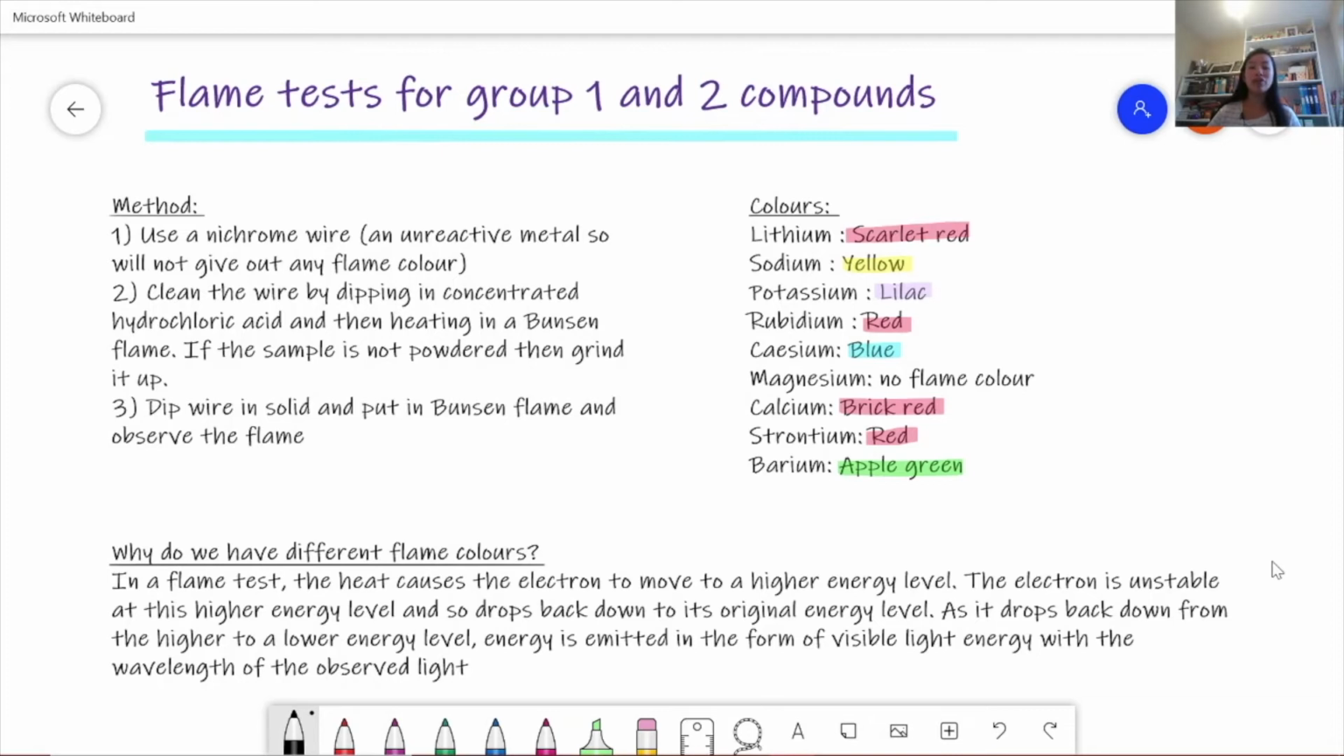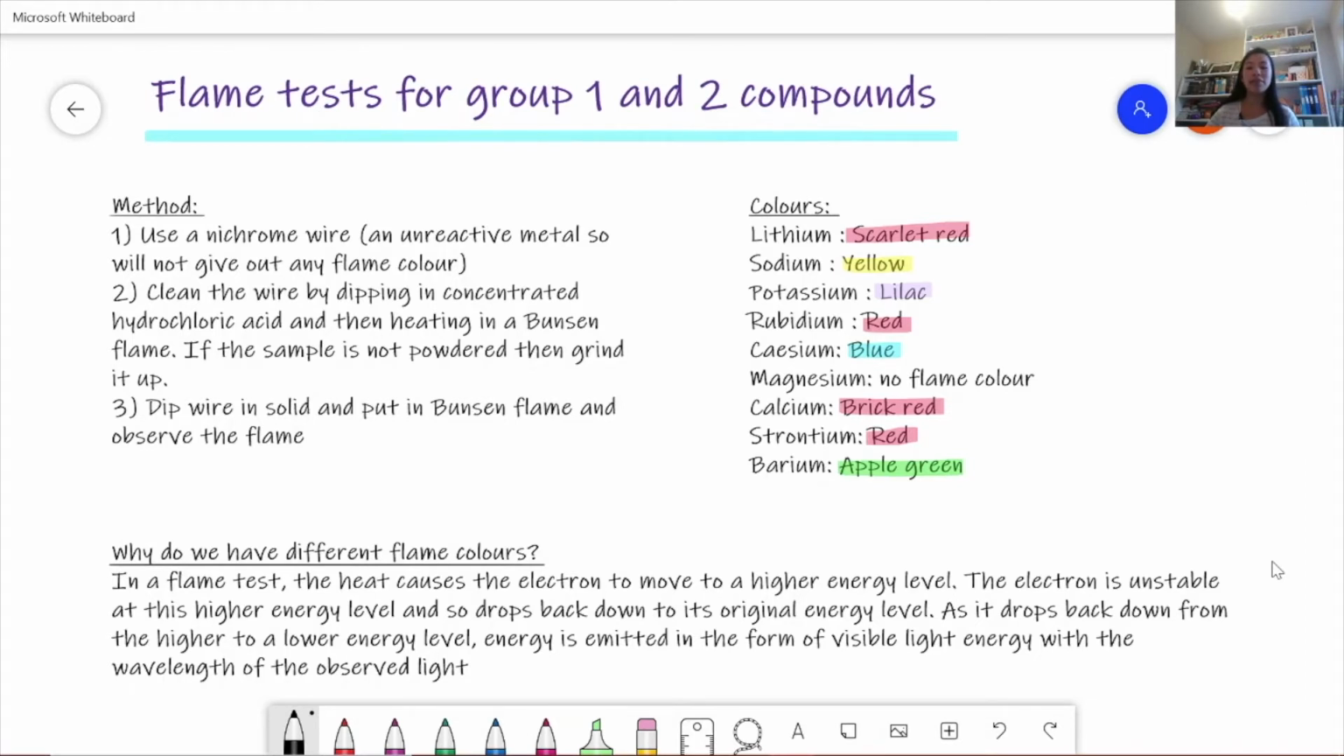Group 1 and group 2 compounds actually give off different flame colours when we perform flame tests on them. The method we would use is firstly to use nichrome wire because it's an unreactive metal, so it won't give out any flame colour, and so it won't interfere with our test. Then we clean the wire by dipping it in concentrated hydrochloric acid and then heating it in a Bunsen flame.